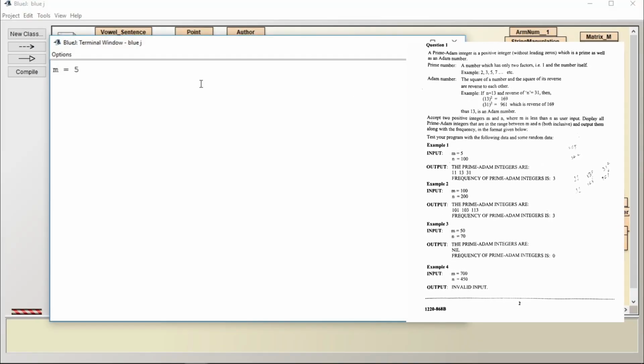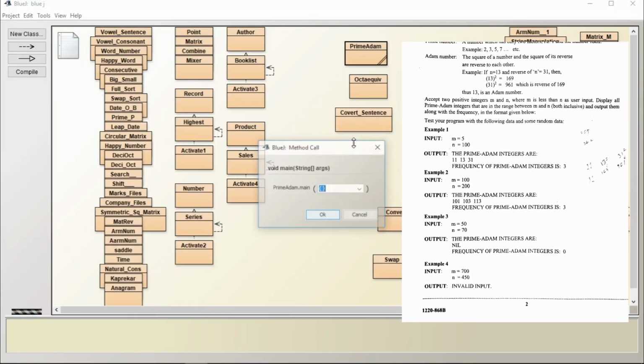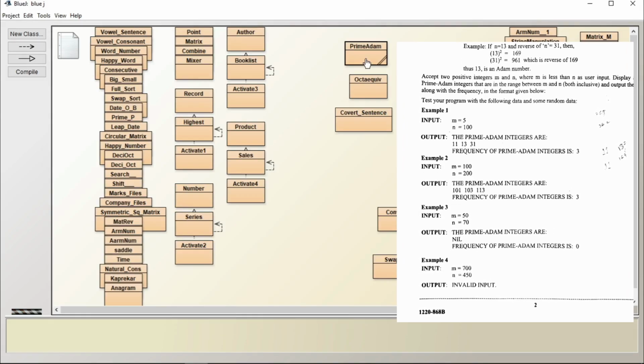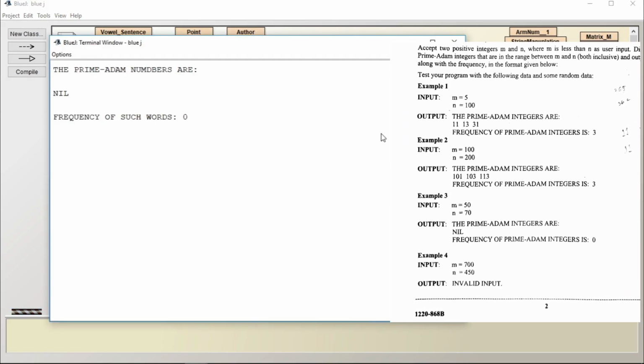Prime Adam Number, ISC 2020, Computer Practicals, question number 1. This was the easiest among all the 3 questions.